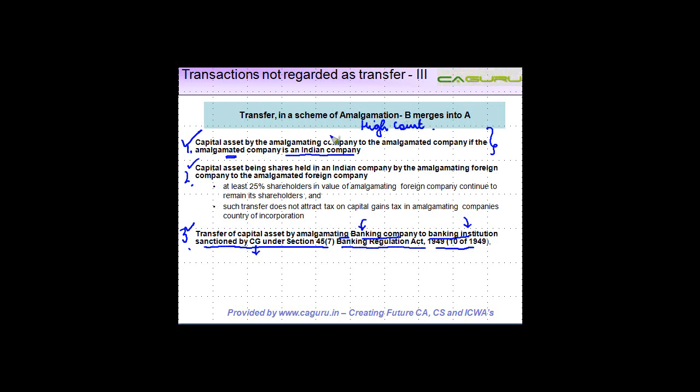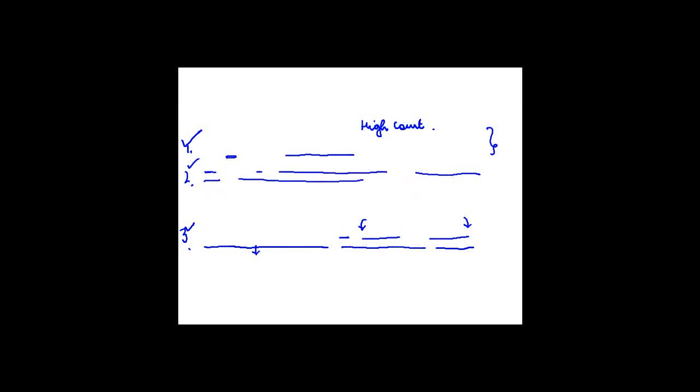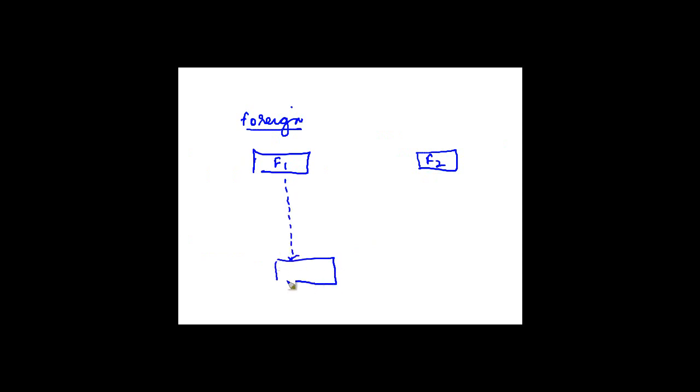Transfer in a scheme of amalgamation of a capital asset being shares held in an Indian company by the amalgamating foreign company to the amalgamated foreign company. Now let me explain this to you, because this is a little different. Let's say we look at a foreign jurisdiction. You have a company F1 over here and a company F2 over here. Now F1 is holding shares of an Indian company. Okay, and what happens is that F1 goes and merges into F2.